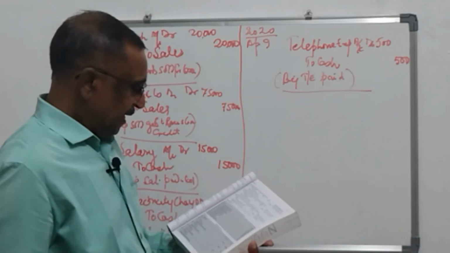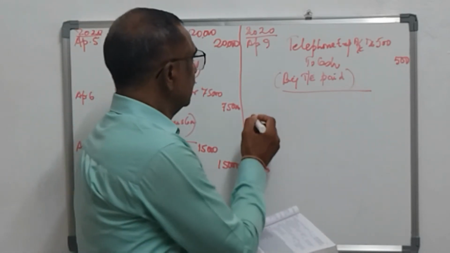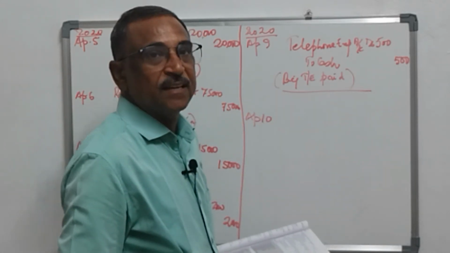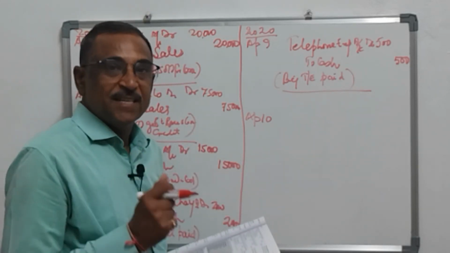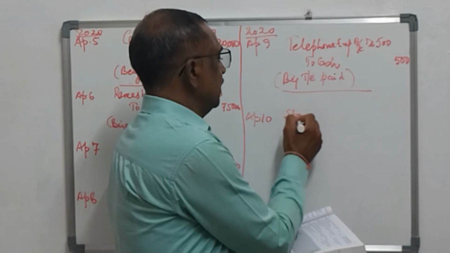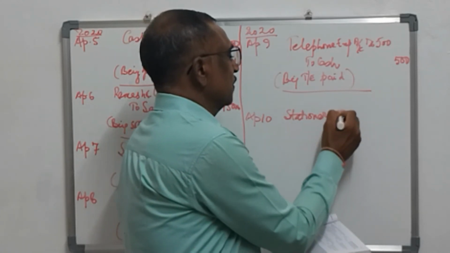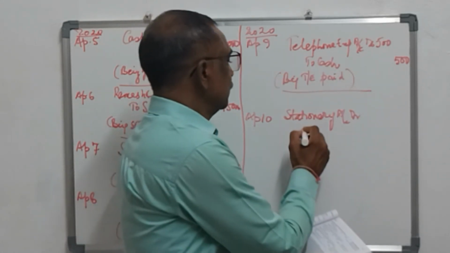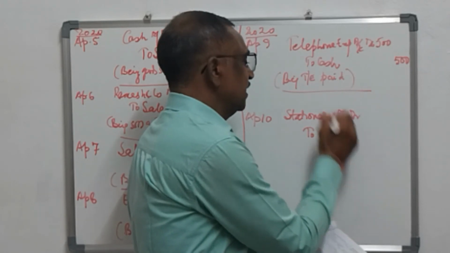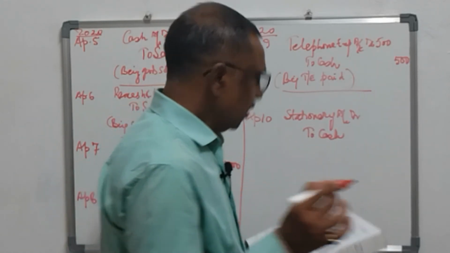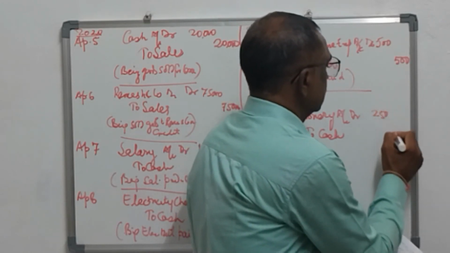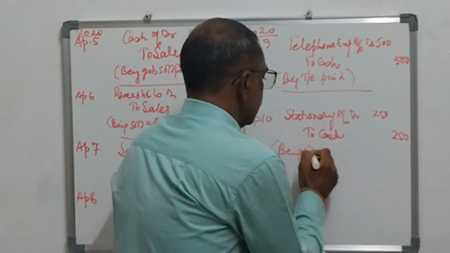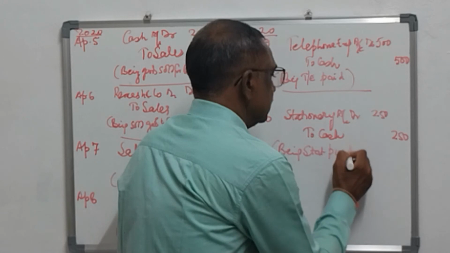And the last entry for this illustration is on April 10. Purchase stationery in cash, 250. Now you are purchasing stationery for business. So stationery is your expense. Expenses are debited as per nominal account to cash because you are purchasing stationery in cash. Cash is going out for 250. For being stationery purchased.